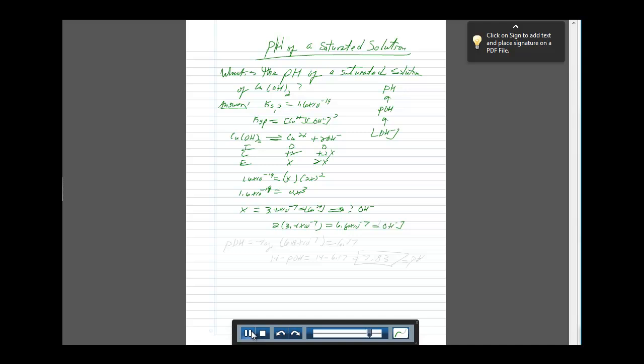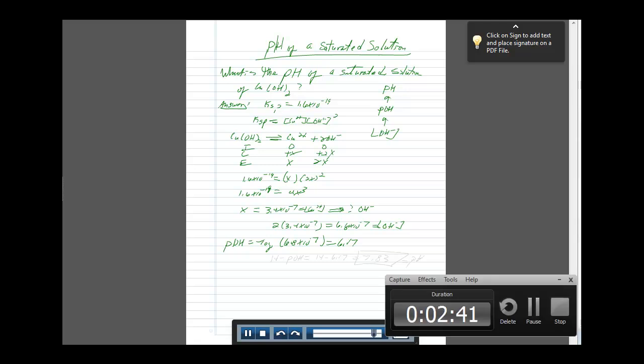Now, that then allows us to go to pOH, which is the negative log of that value, 6.8 times 10 to the negative 7, which gives me 6.17, which we can then subtract from 14, which gives me 7.83 as my value for pH.